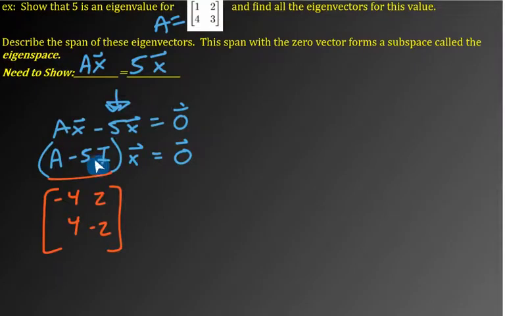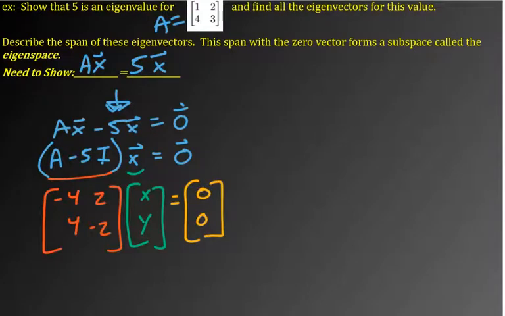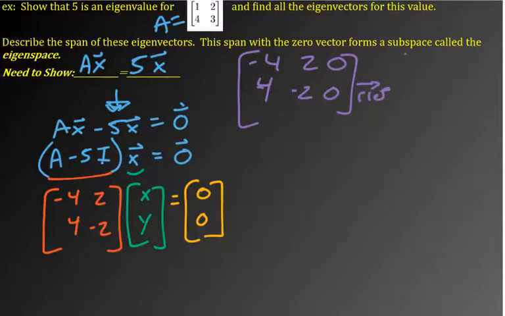So that's a minus 5i. And then we are multiplying by, just call it xy, that's my vector x, and we're setting it equal to this 0 vector, all right? So it's basically an RREF problem. We're going to take 4, -2, 0, and if we RREF this, we get 1, then -0.5, then 0, 0, 0, 0.